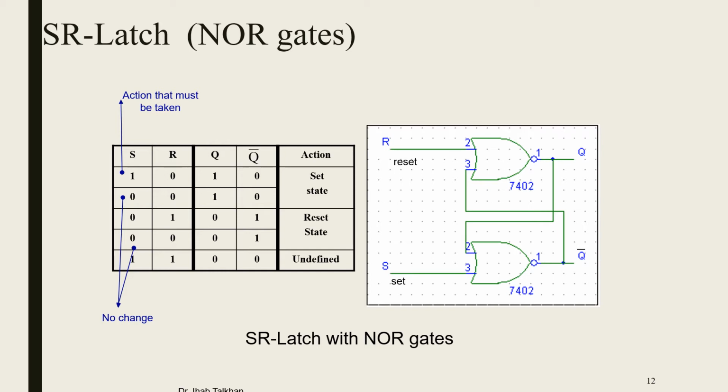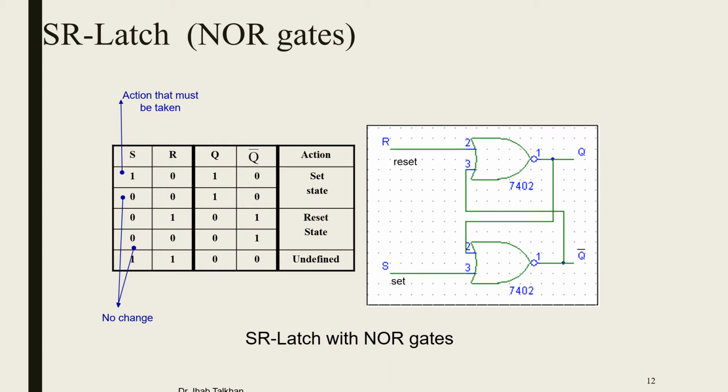The S and R, why did we say S and R? S stands for set and R stands for reset. If you go through the state table, it means that if S and R equal a certain value, Q next will be as shown in that state table.